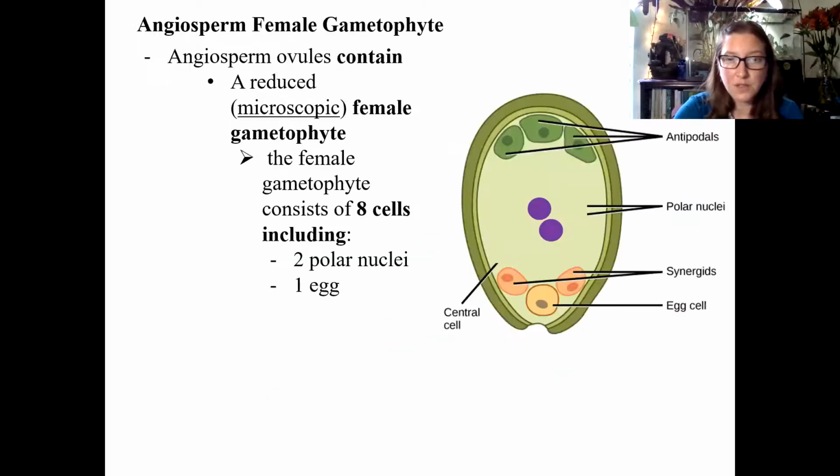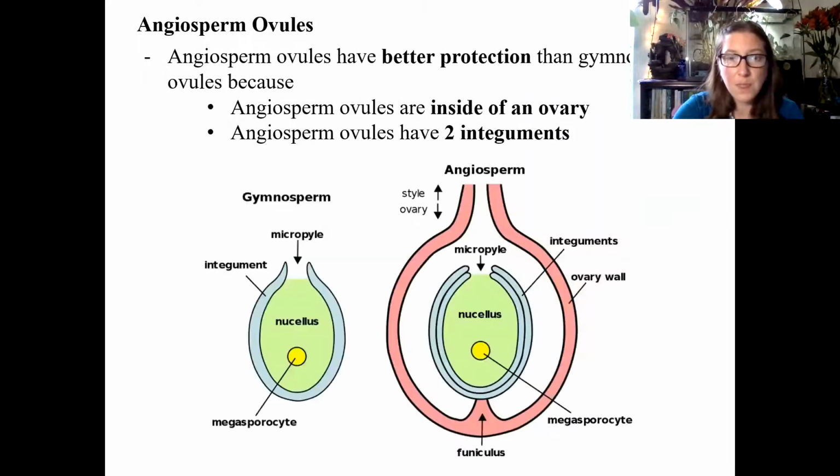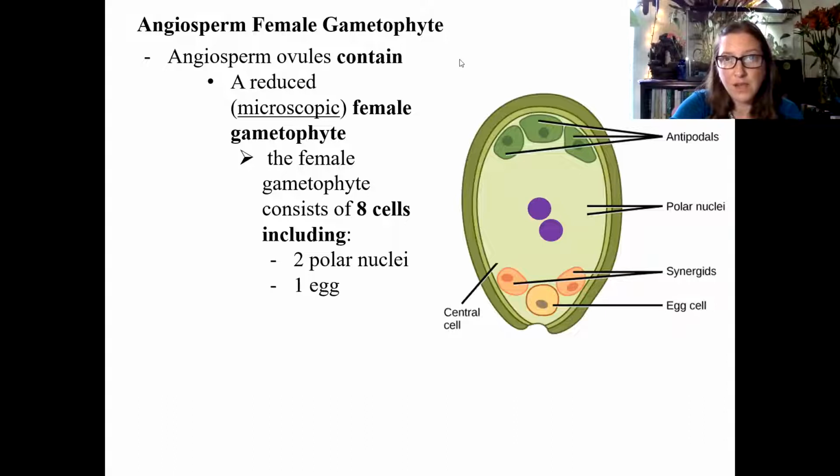Just so you don't get confused, the way I get oriented is I always look for the micropyle. That's the hole where sperm is going to be able to enter. Sometimes, depending on what diagram we're looking at, it may be reversed, right? Like here, the micropyle is on this side. Just so you know, it depends on what we're looking at.